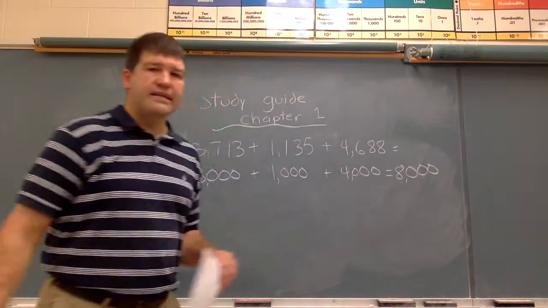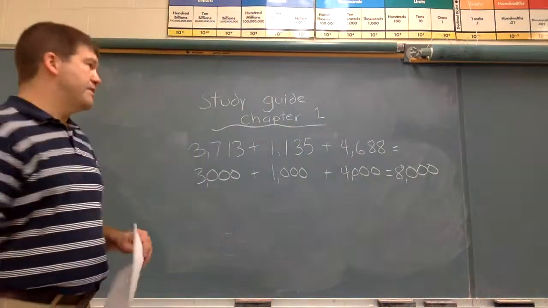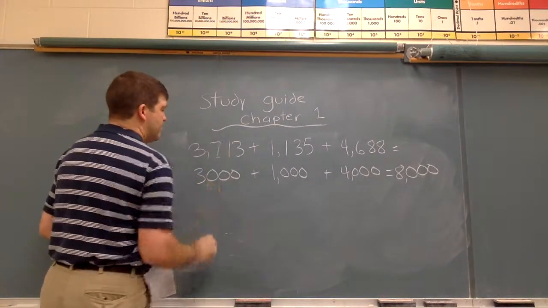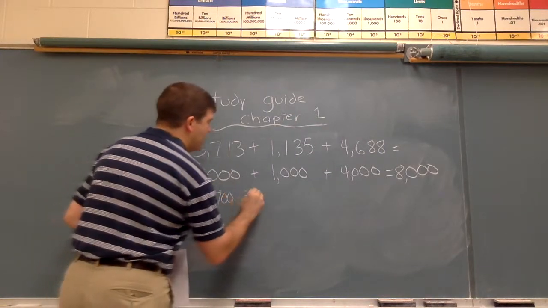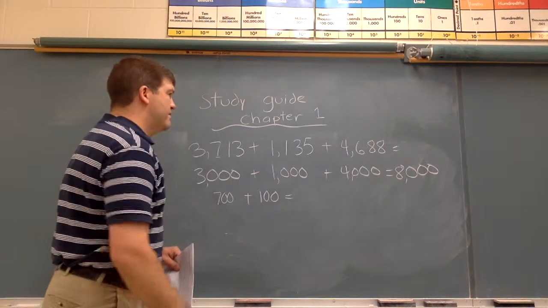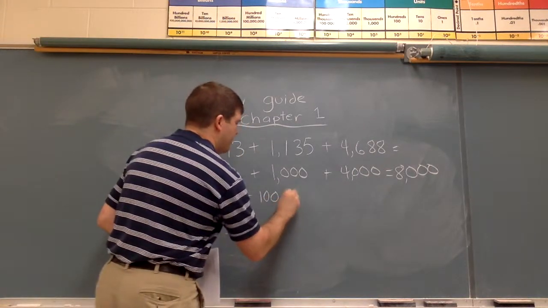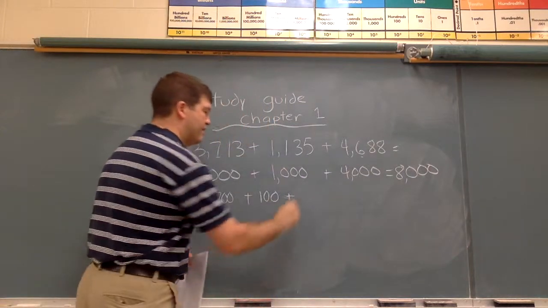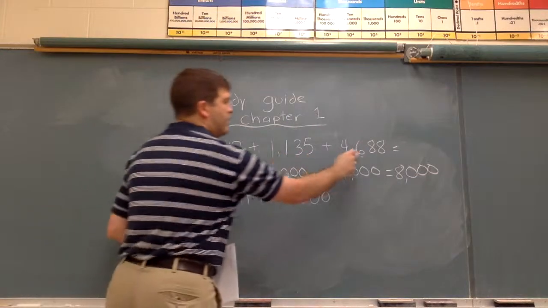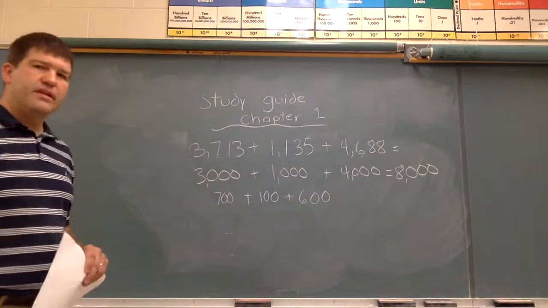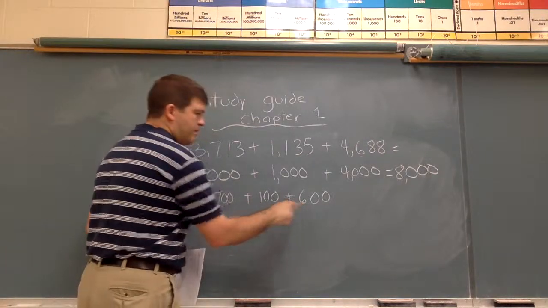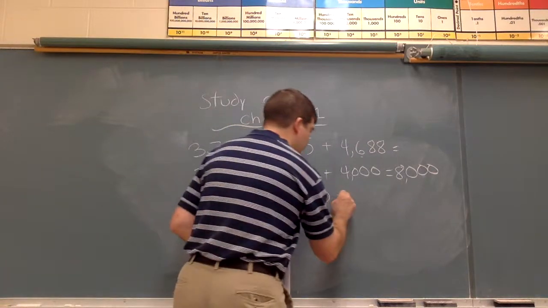All right, so I set that to the side. Now I have to do my hundreds. I come over here. Again, we're not rounding. I just look at this number. 700 plus 100. And I add those. Oh, I forgot. Plus my 600 here. So I have 700, 100, and 600. Add those three numbers together. It gets me 800 plus 600 is 1,400.